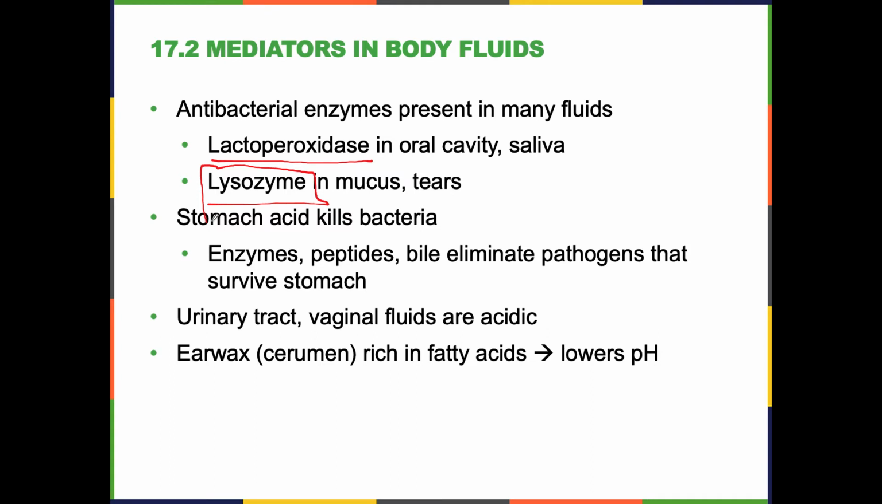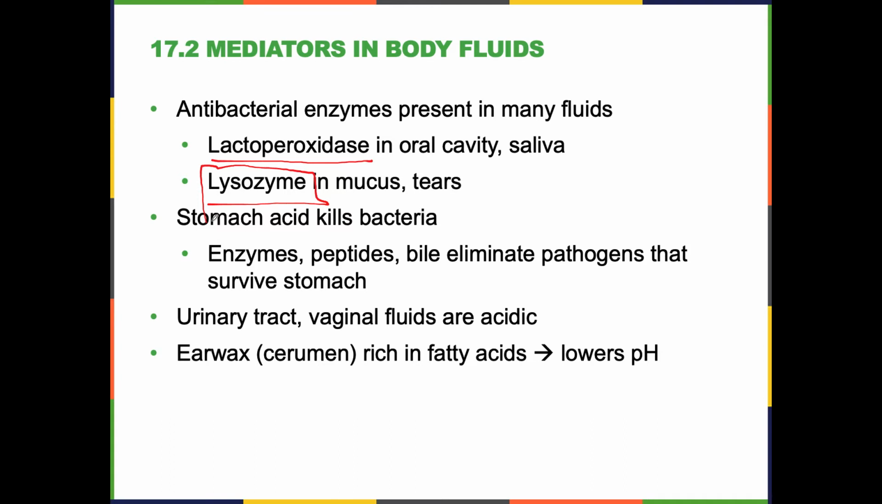And then within that, as it gets past the stomach into the small intestines, we have enzymes that degrade peptides or proteins and lipids and carbohydrates. We have peptides, as we'll talk about. We have bile that creates this very inhospitable environment, right? That helps eliminate a lot of these pathogens. Our urinary tract and our vaginal fluids are quite acidic, once again inhibiting the growth of a lot of microbes, and even our earwax is acidic, right? They're very rich in fatty acids, right?